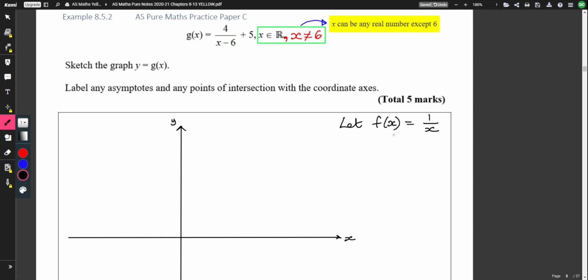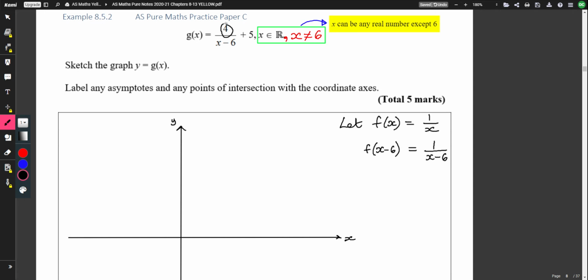Let's work it out step by step. So let's look at the x take away 6. Well, that would be f of x take away 6. If I decided to call f of x 1 over x, then f of x take 6 would be 1 over x take 6, or the reciprocal of x take 6. That would be a translation 6 units to the right.